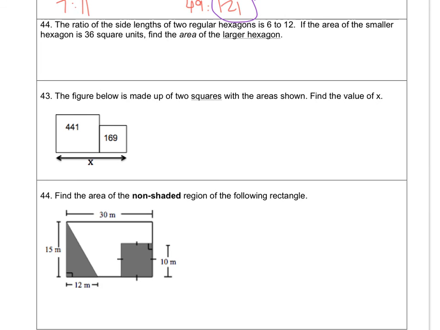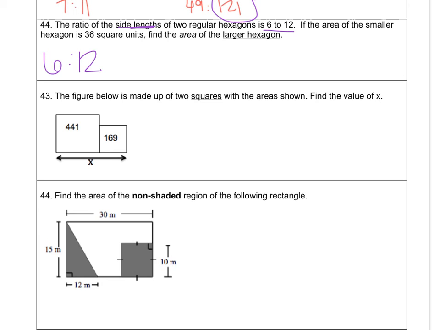All right, 44 is the same type of problem. It says the ratio of the side lengths, so we're starting with side lengths, of 2 regular hexagons is 6 to 12. So we have 6 to 12 on our side lengths. That's our ratio. It says the area of the smaller hexagon is 36. What is the area of the larger?